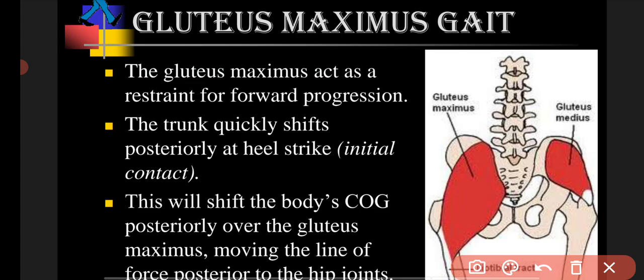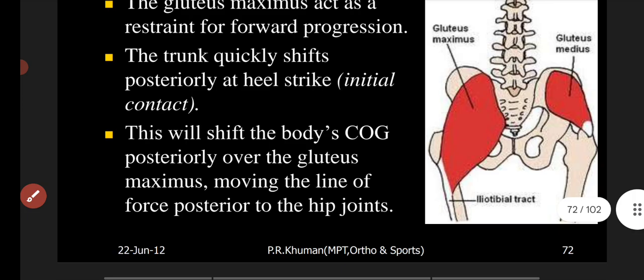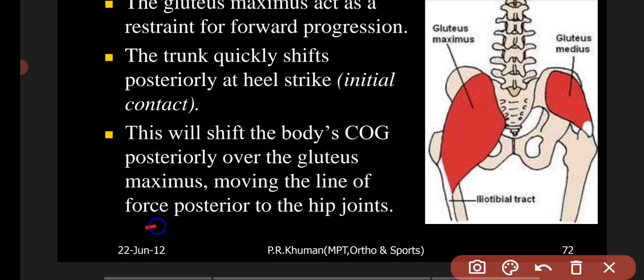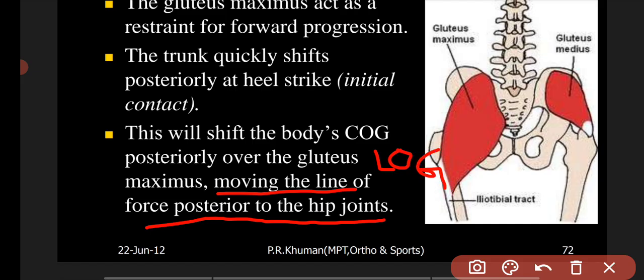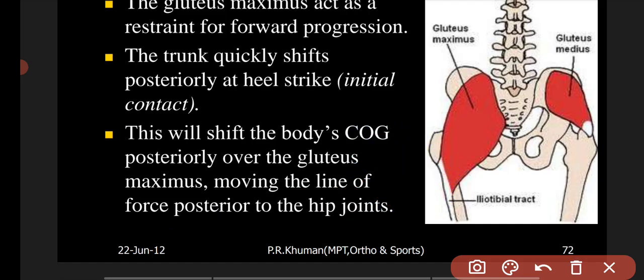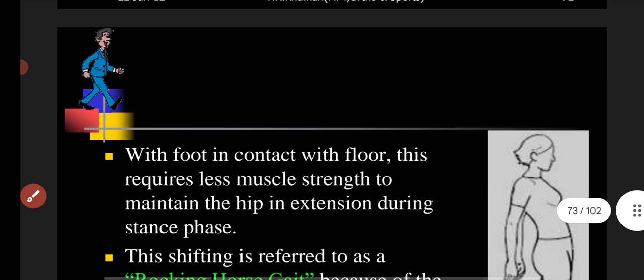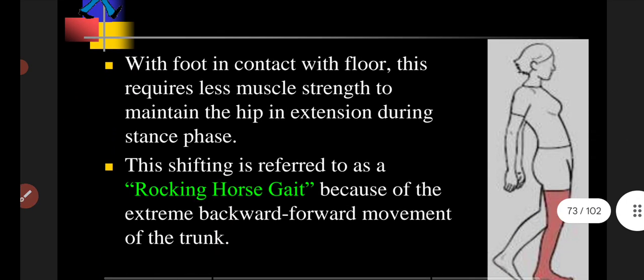This will shift the body's center of gravity. Obviously, if the trunk is shifted posteriorly, then the center of gravity will shift posteriorly over the gluteus maximus muscle, moving the line of force to posterior to the hip. Normally, it lies anterior to the hip. Here, the line of force, which is known as the line of gravity, will lie posterior to the hips.